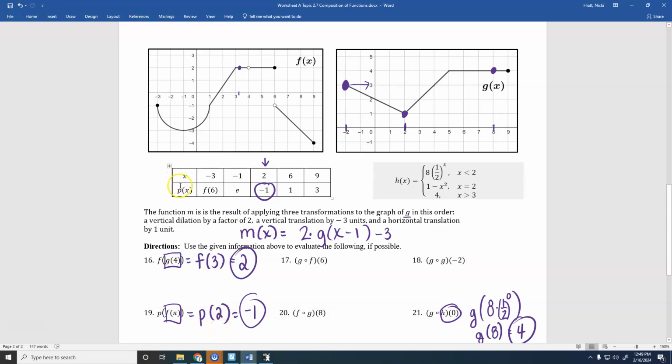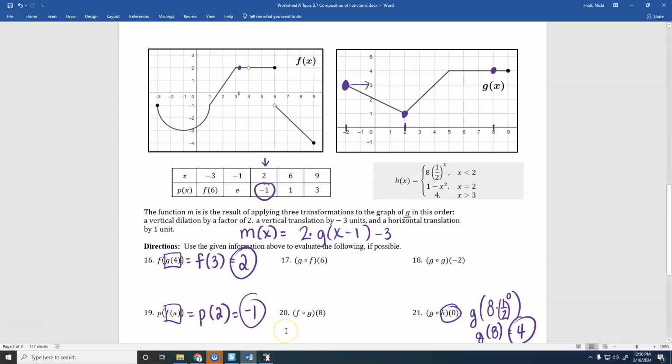p is the table. So now we're looking at the table. And the number inside of your parentheses when you're evaluating is your x value. So we're looking where x equals 2. And then p of 2 is the y coordinate on that table. So negative 1 for that.